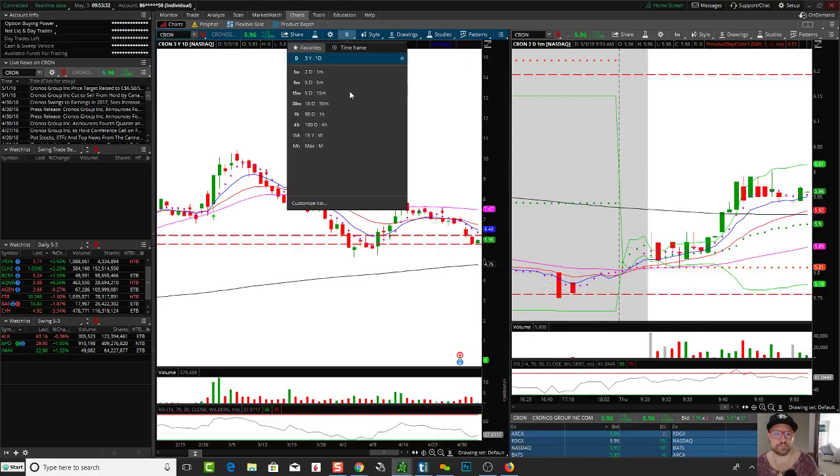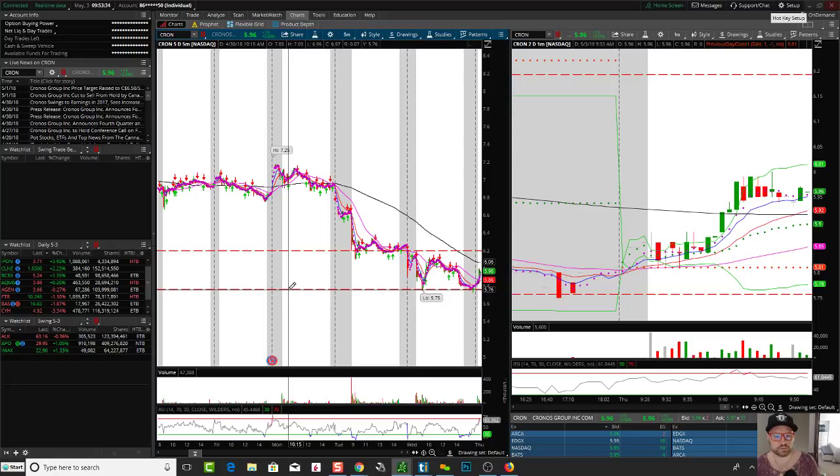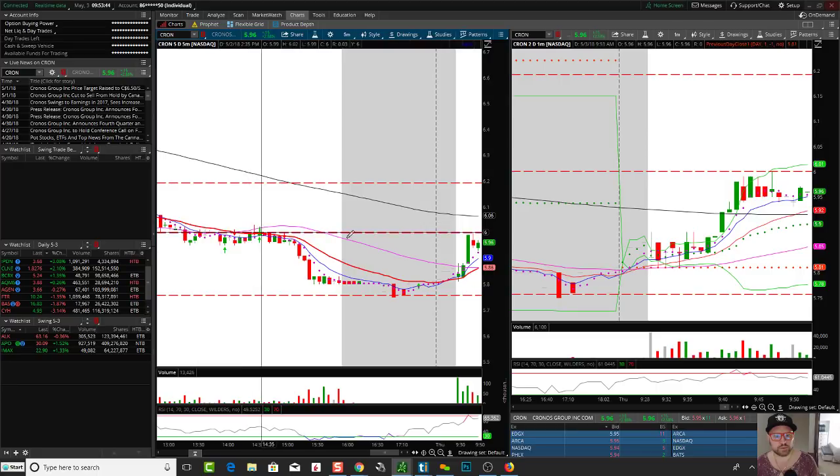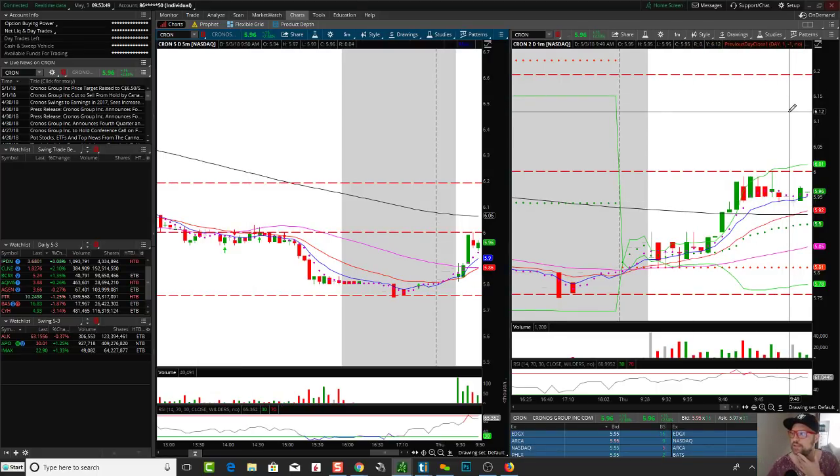Let me look at a 5-minute on this. Bull flagging right now. You want to see this candlestick hold right here. You have some resistance at that 606, $6 as well, right? So this might be setting up for a potential breakout. Got to wait and see.